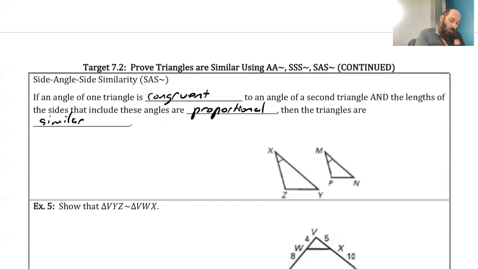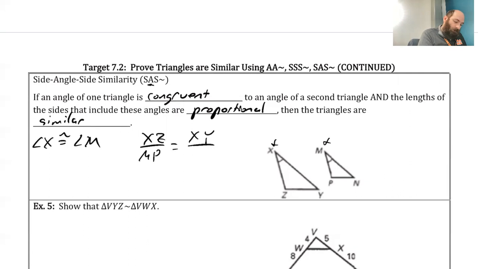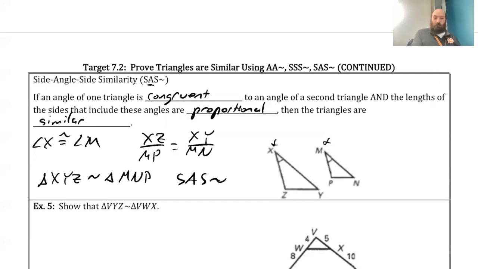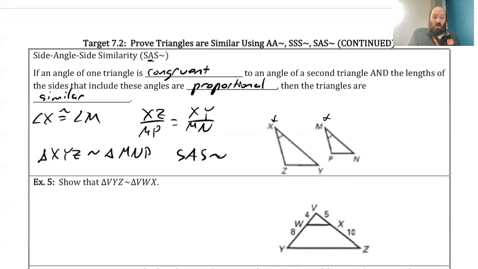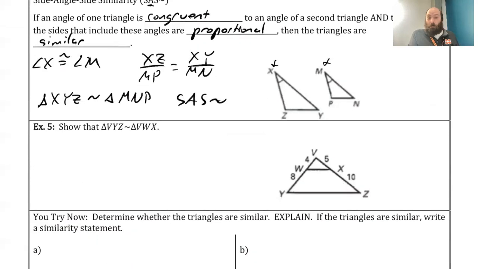Okay, so in this scenario, I know that x and m are congruent to each other. So angle x is congruent to angle m. That's the A part of my side angle side. If I can show that xz divided by mp is equal to xy divided by mn, okay, if this is true, then triangle xyz is similar to triangle mnp because of side angle side similarity. Like that. Okay, so that's our goal here. Can we show that in this next example?